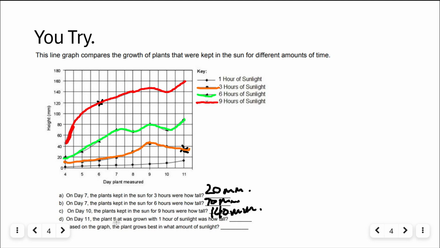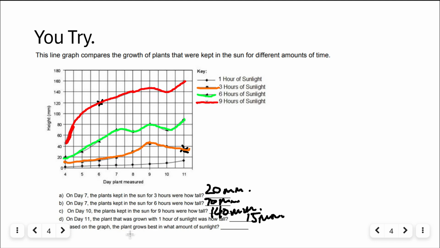On day 11, the plant with 1 hour, that's in black, was grown how tall? All right, so between 0 and 20, but definitely closer to 20 than the middle, right? It's not in the middle, so I don't want to say 10. I'm going to say 15.